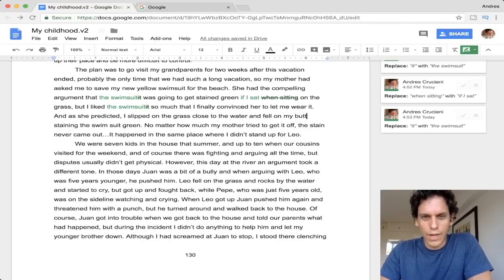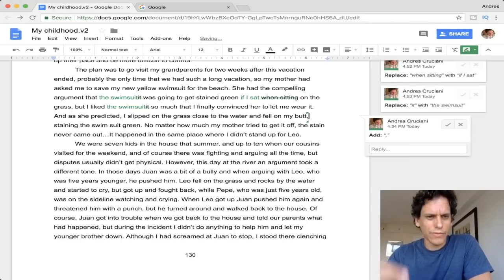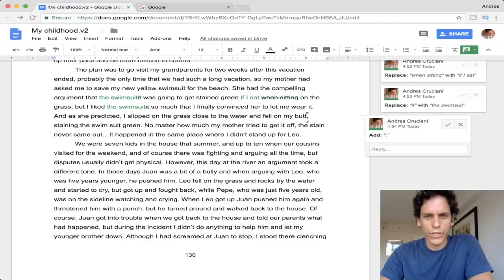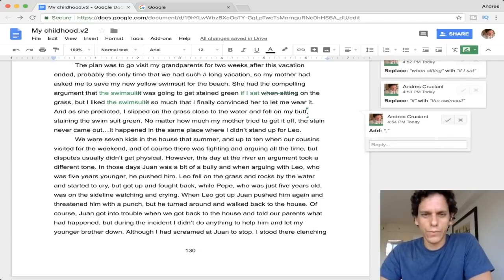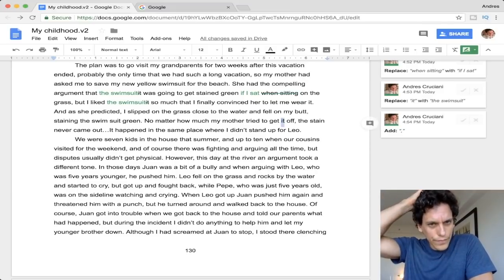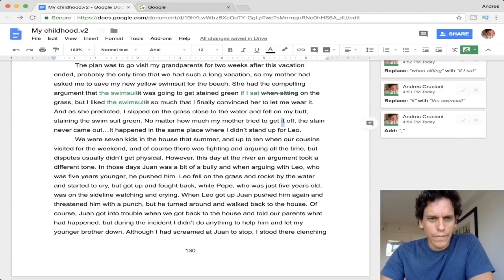Now I'll go ahead and put a comma because this clause coming after it, staining the swimsuit green, is just giving us a little extra information. And whenever we give extra information, we can surround it with commas in general. No matter how much my mother tried to get it off, okay, again, if there's any doubt, we should just replace the pronoun with what we're talking about.